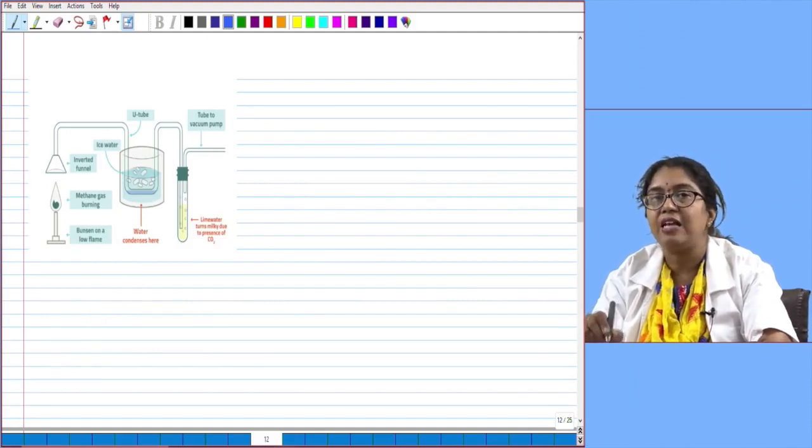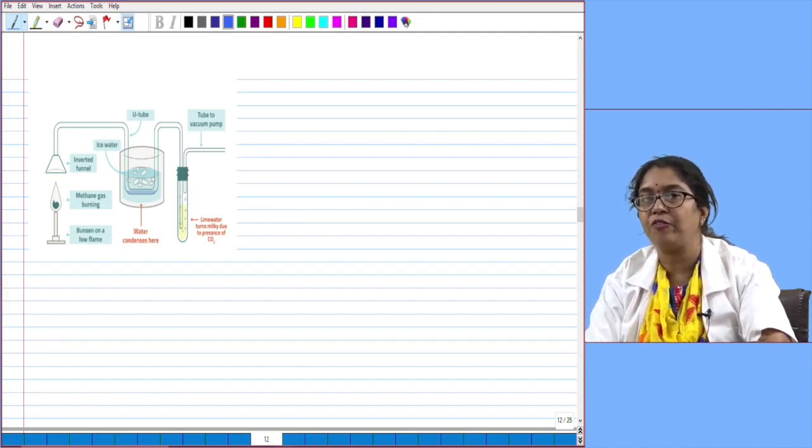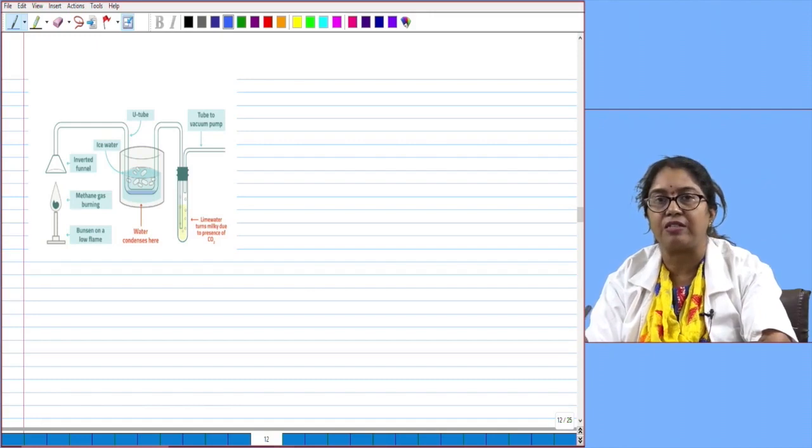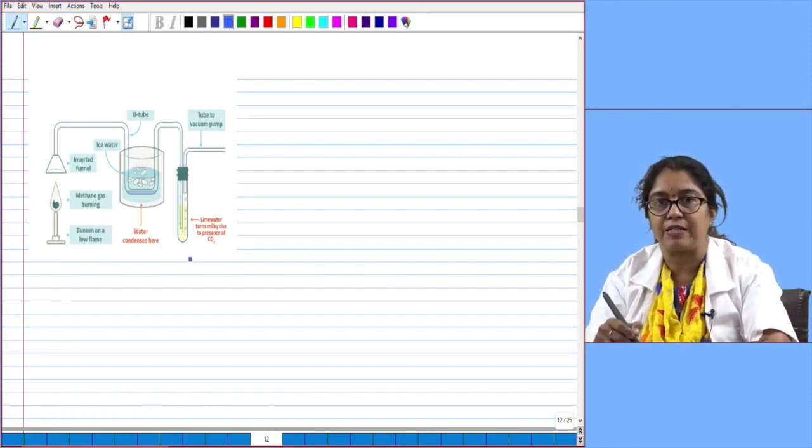Children, next we have an experiment to show that burning or combustion releases carbon dioxide and water vapor. As I have mentioned, most fuels are hydrocarbons, and these hydrocarbons contain the elements carbon and hydrogen, which on burning combine with oxygen to form carbon dioxide and water vapor, and they liberate energy in the form of heat and sometimes light. So how do we prove this? For this, we have this particular apparatus set up, children.